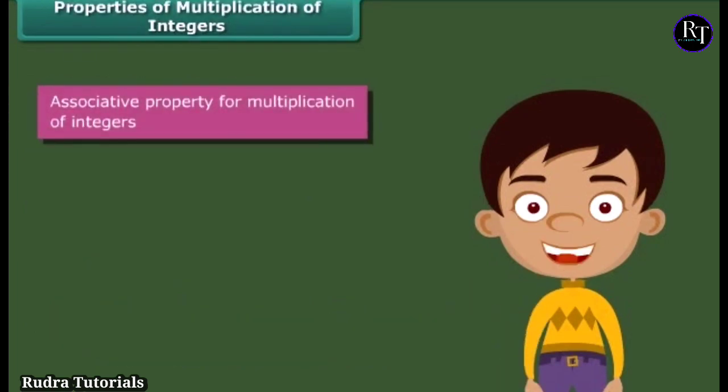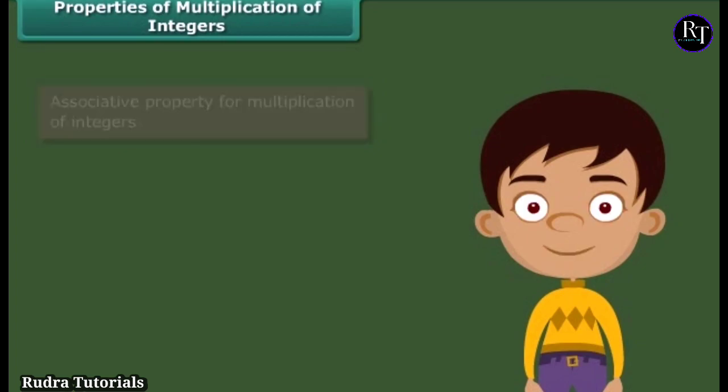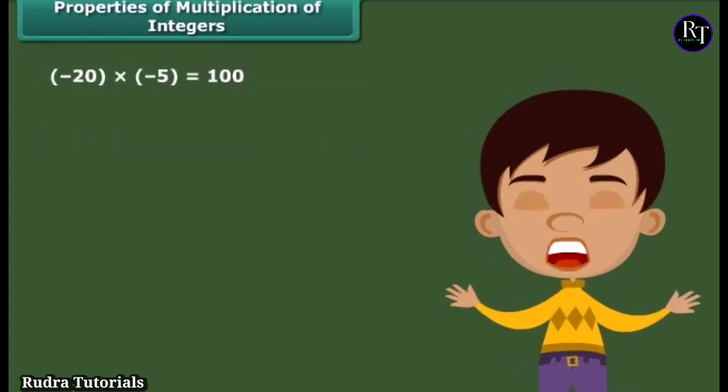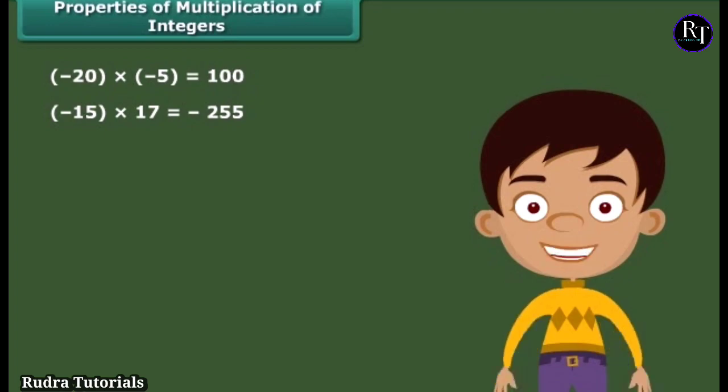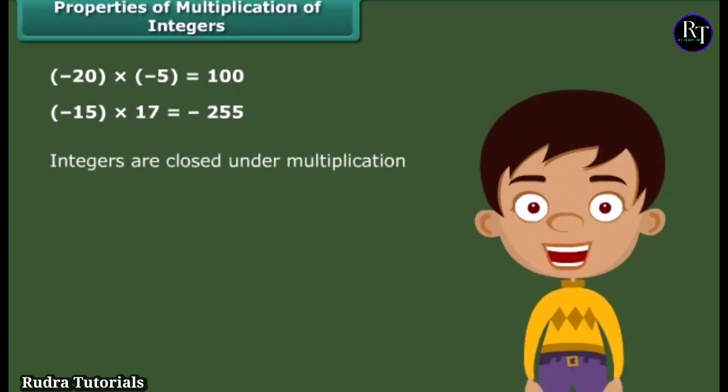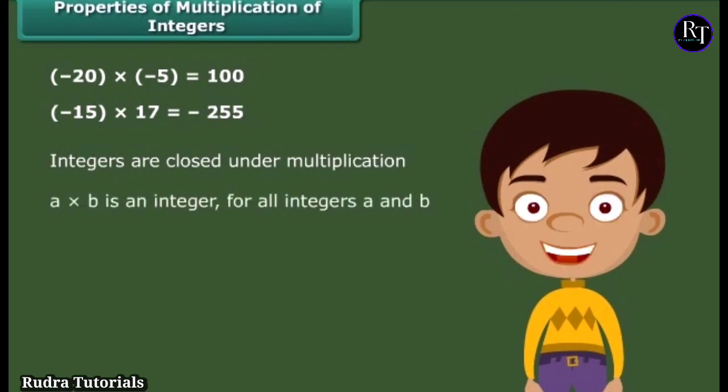The product of two integers is again an integer. For example, -20 × -5 is equal to 100. -15 × 17 is equal to -255. So we can say that integers are closed under multiplication. In general, a × b is an integer for all integers a and b.